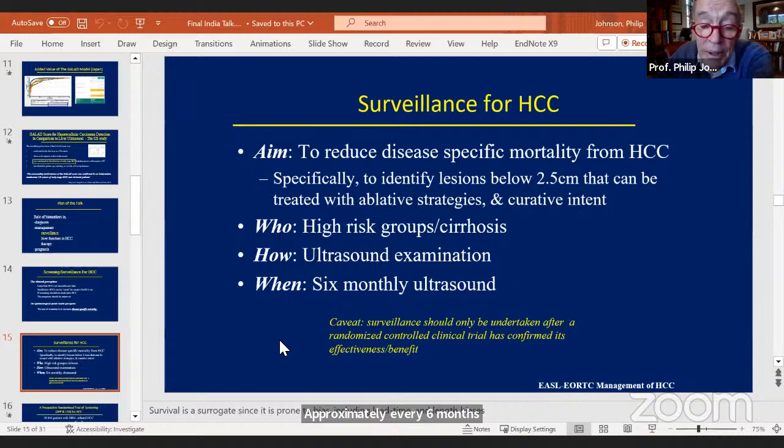We should put in a big caveat here that surveillance classically should only be undertaken after a randomized controlled clinical trial has confirmed its effectiveness.